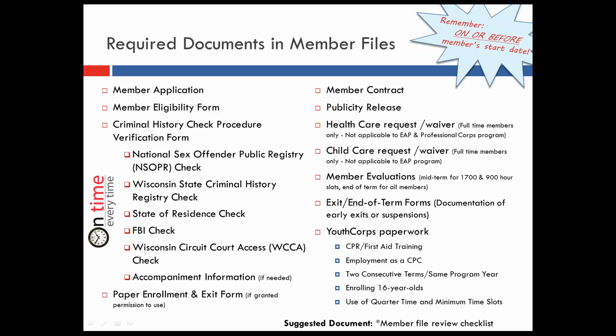My youth scores, you get extra paperwork that you have to have. The first aid or CPR training certification in the member file. If your member left for employment as compelling personal circumstance, there's a guidance memo that indicates what you have to have there. If their member serves 2 consecutive terms in the same program year, if you're enrolling 16-year-olds, and then if you use quarter and minimum time slots before the last 3 months.